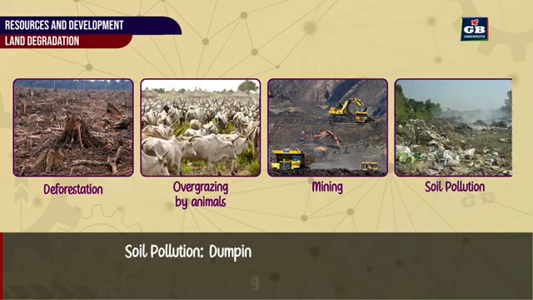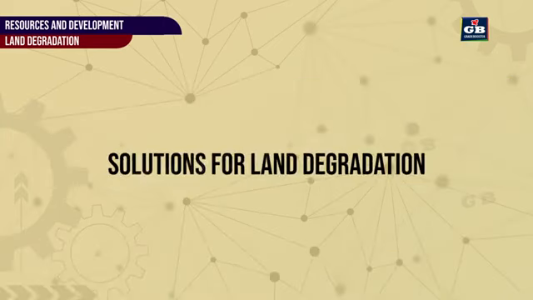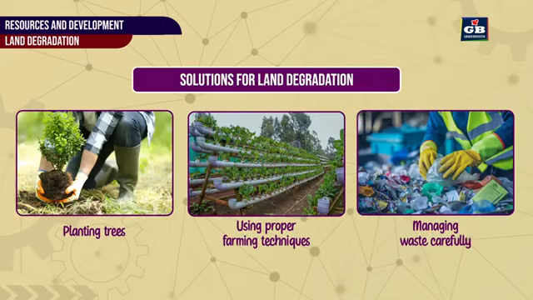Next, soil pollution. That is dumping waste on land. So these are the causes of land degradation. Then what are the solutions for land degradation? Planting trees, using proper farming techniques, and managing waste carefully. With these solutions, land degradation can be prevented.